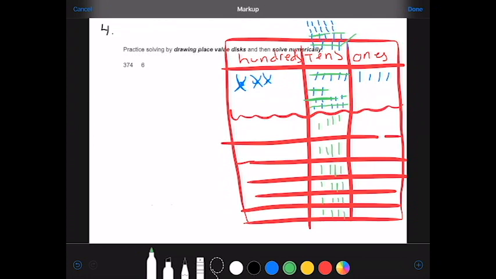1, 2, 3, 1, 2, 3. See how I almost didn't cross it out? That would have been a problem. And then I have my last 5, 6. Ooh, and let's not forget him. I have an extra.